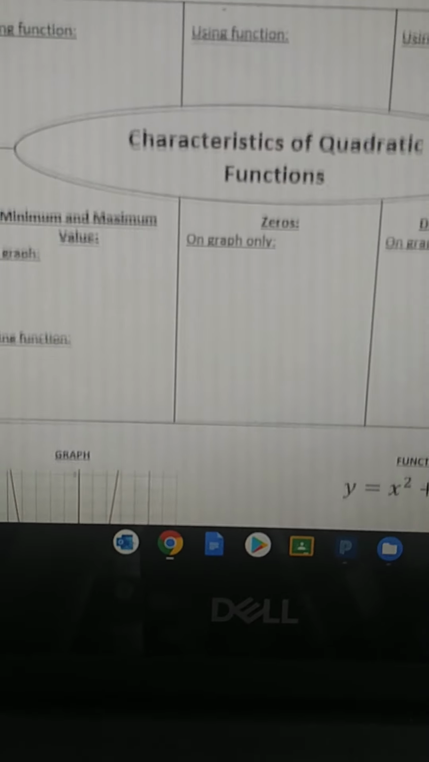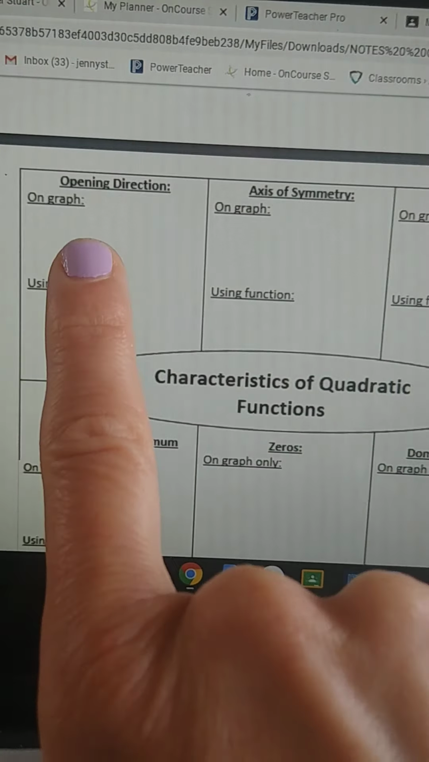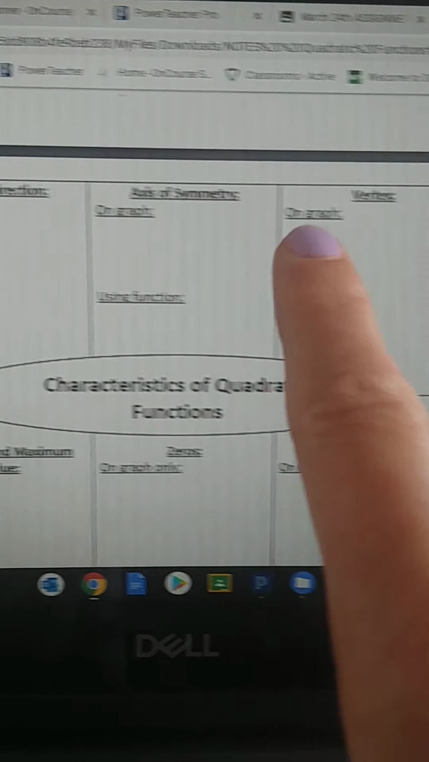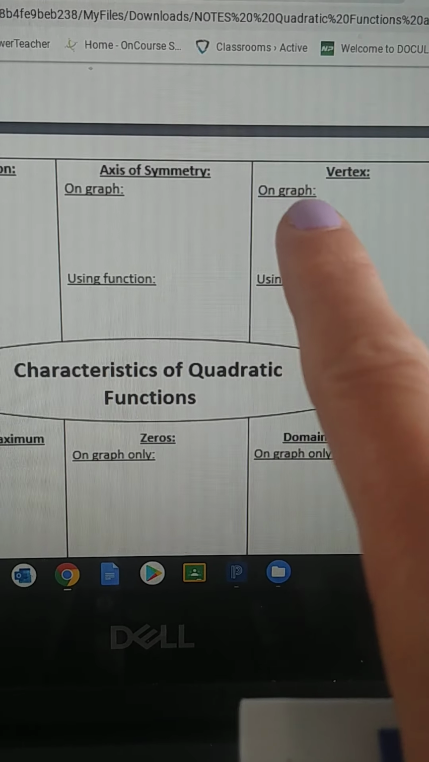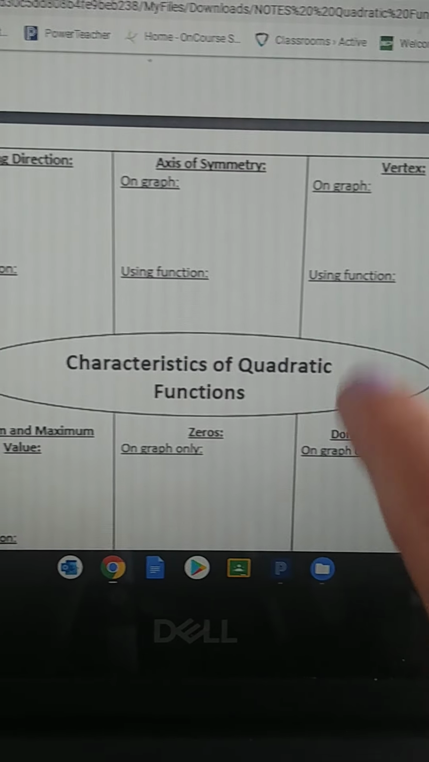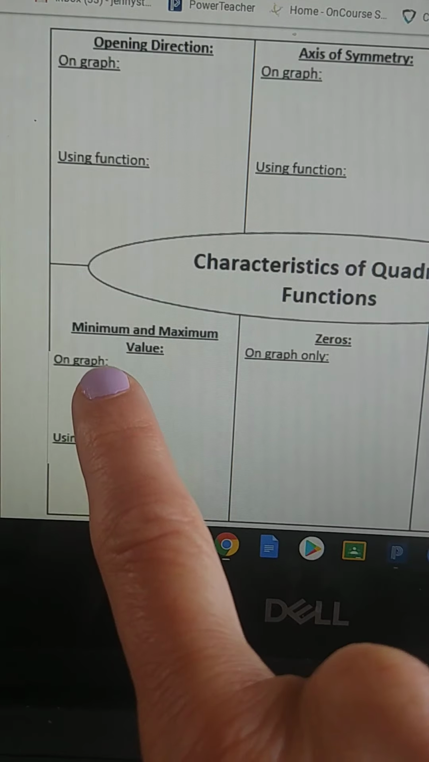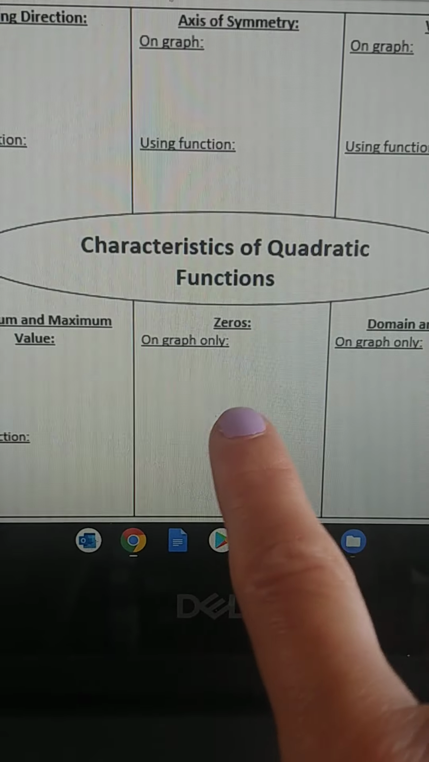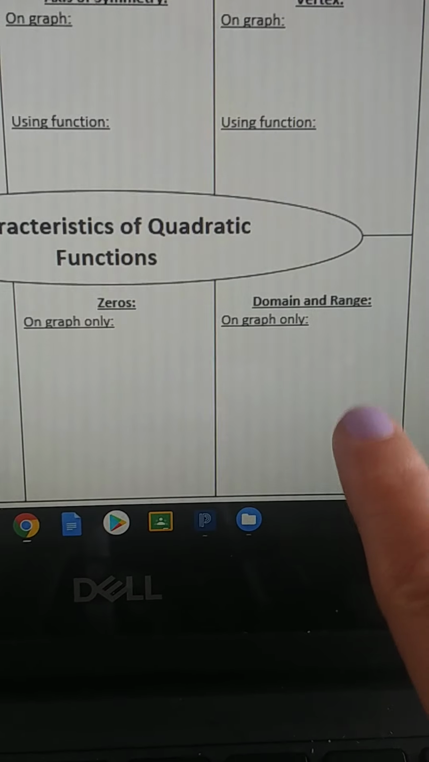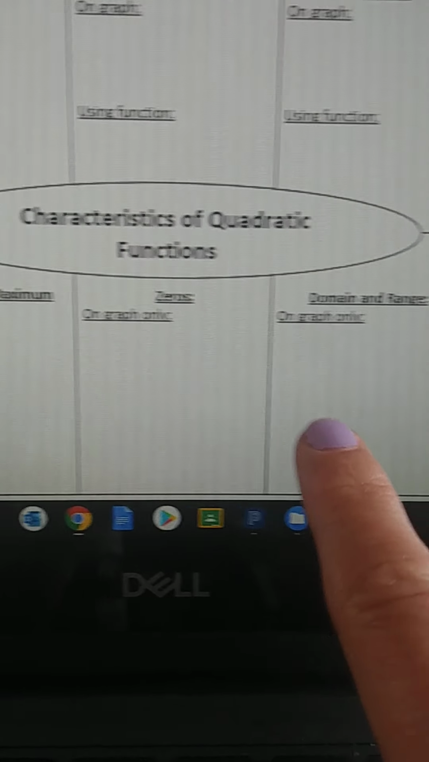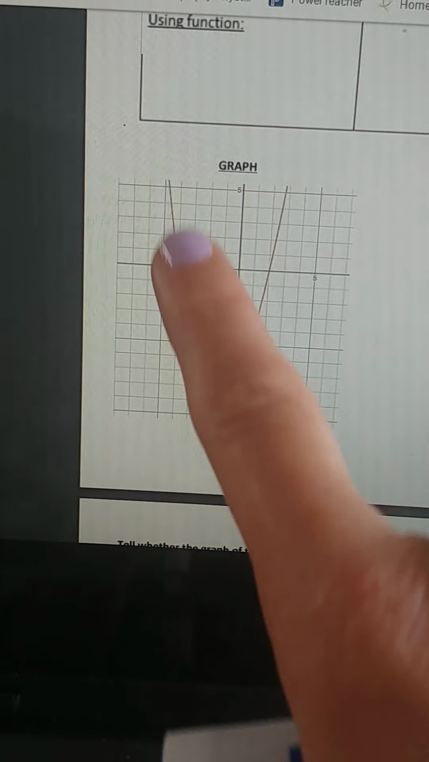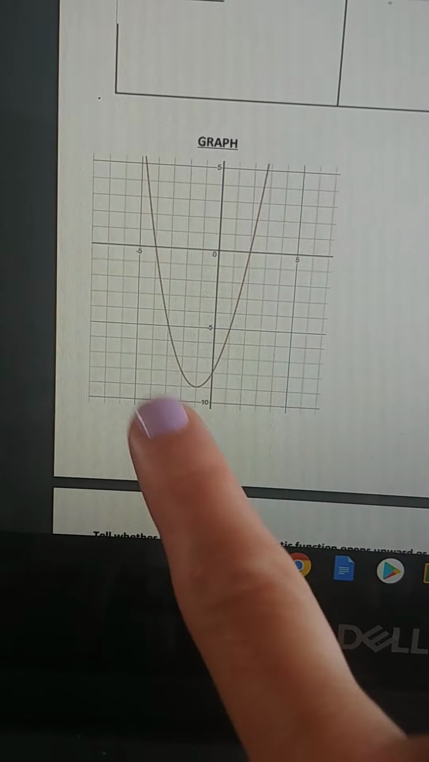Hi everyone. So we are at the point where we have learned opening direction, axis of symmetry, vertex, how to solve it looking at the graph and using a function, minimum and maximum, how to solve it on a graph, zeros, how to solve it on a graph, domain, how to solve it on a graph. We are going to graph this parabola today.